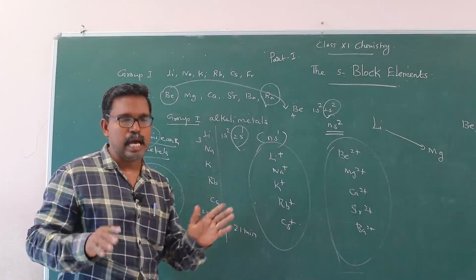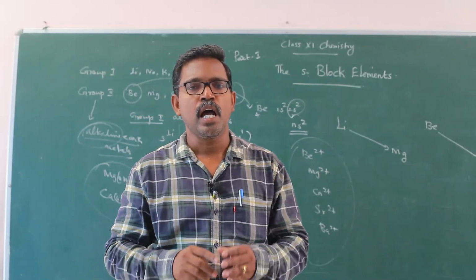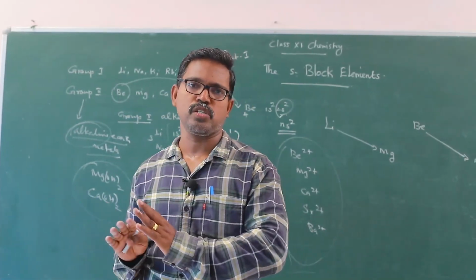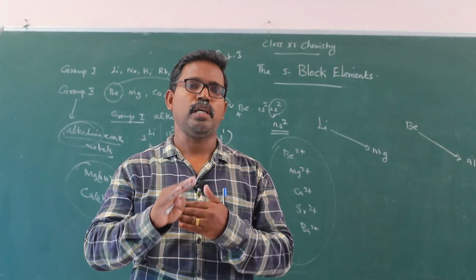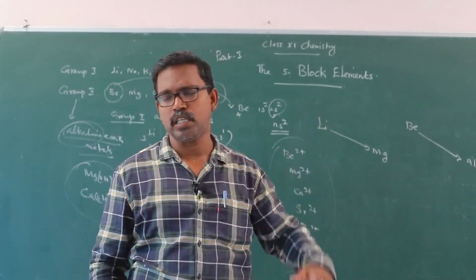And what are the salient features of this group? The abundance of the group members and the diagonal relationship. What are the various elements that show diagonal relationships?